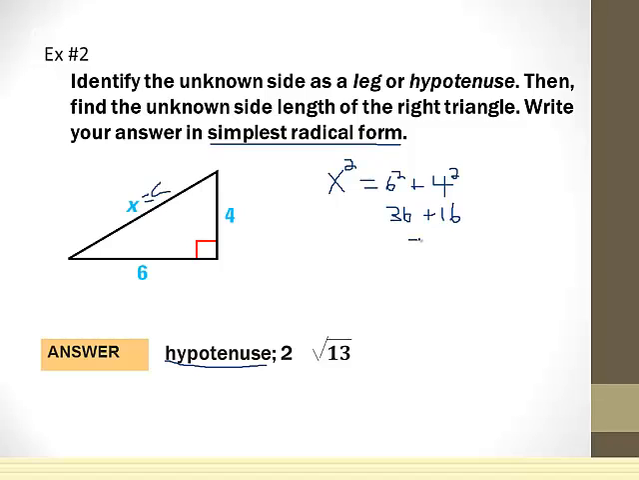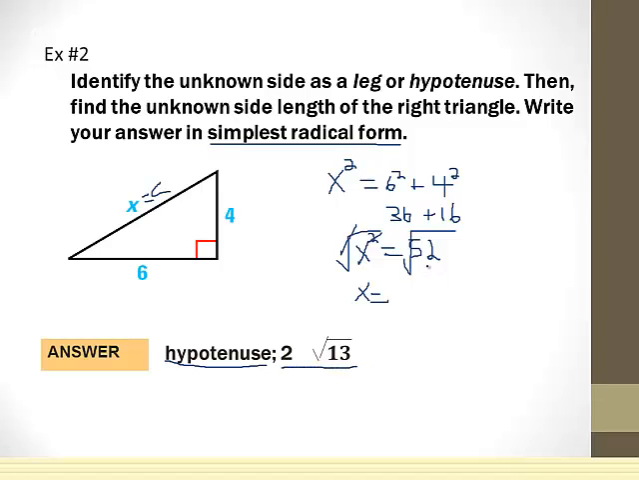Add those two together, you get 52. Okay. So, again, we have to solve. So we take the square root of both sides. That goes away completely with the squared, so that cancels those out. And it says in simplest radical form. So we have 2 root 13.